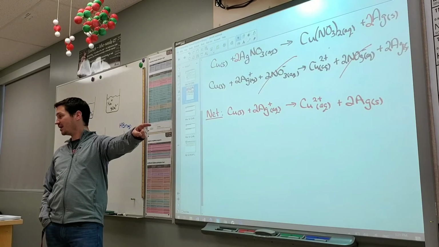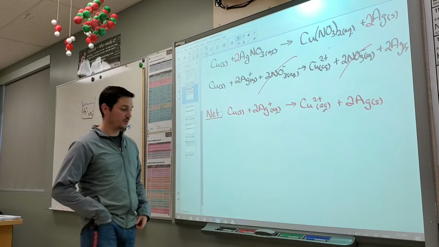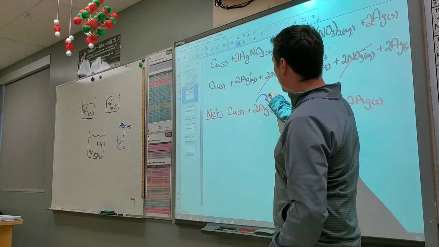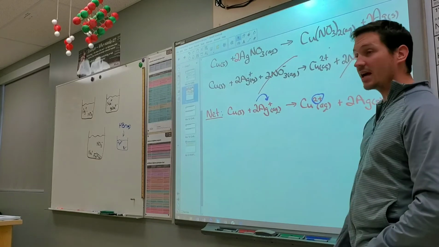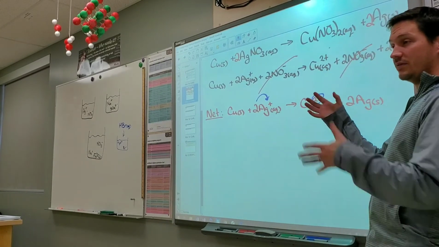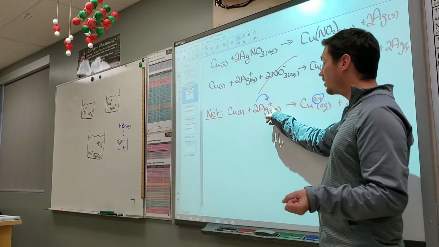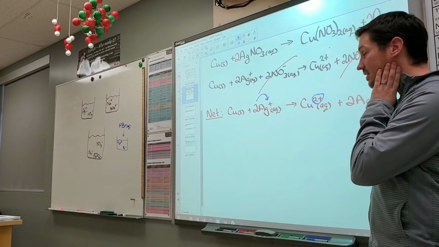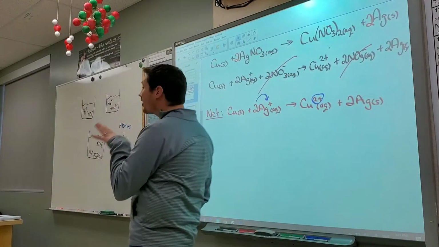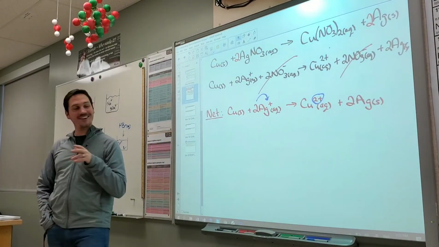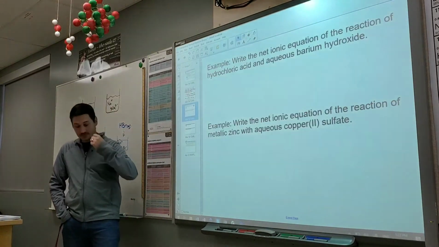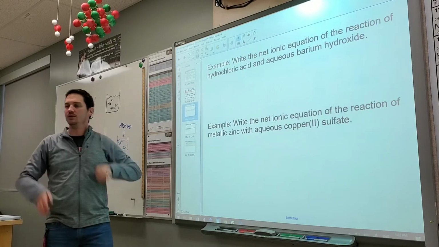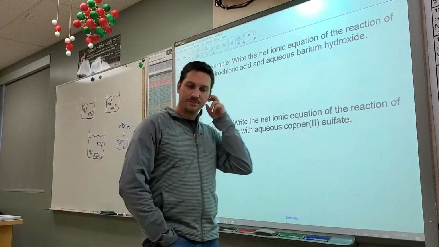I have a total of 2 positive on the left-hand side and 2 positive on the right-hand side, right? Because I have 2 positive all on 1 ion here, but here there are 2 positive ions floating around. So yes, it does. Are we okay with this? All right. Okay. I'm going to help you start this one, and then I'm going to let you skedaddle on through here.